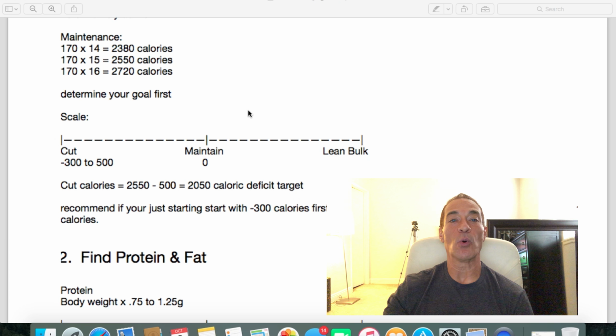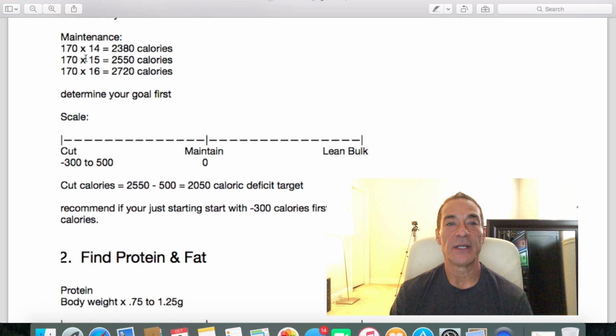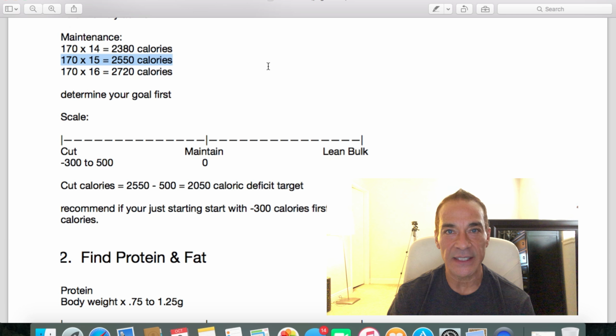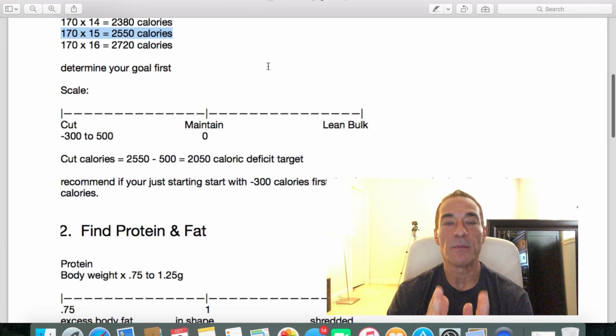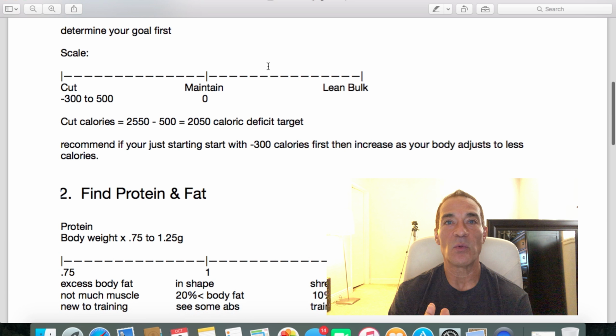So basically, in order to determine your maintenance calories, you would take your weight, 170, times 15. So as you can see, that equals 2,550 calories. That is your maintenance, 2,550 calories. So if you eat 2,550 calories on a daily basis, you're going to maintain your body. If you have your body exactly the way you want it, and you just want to maintain it, that is the calorie goal that you would have.